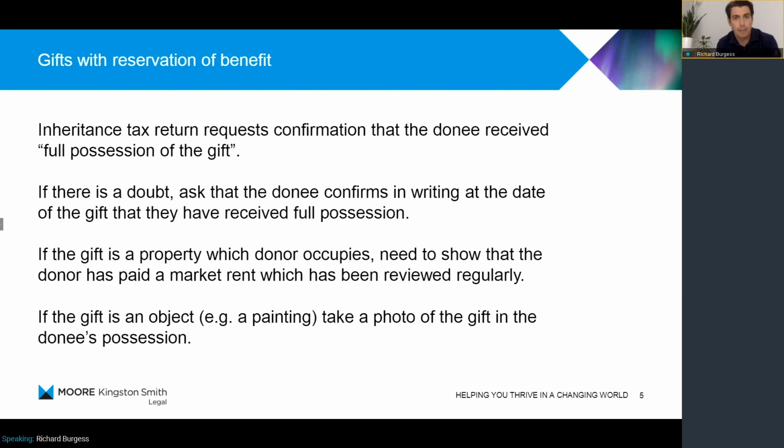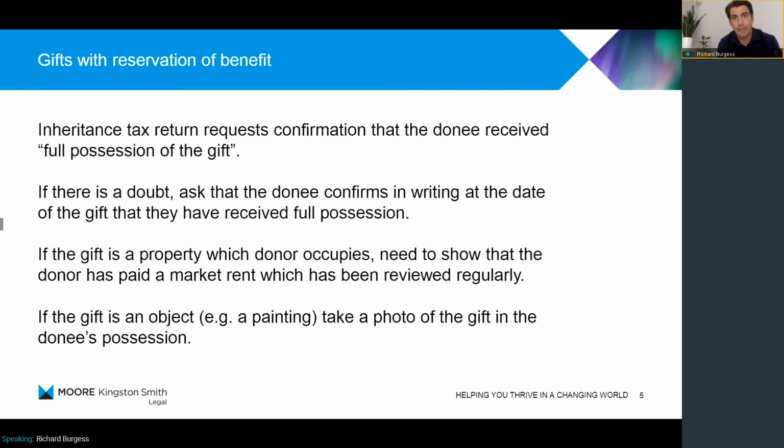So best practice here would be for the donor to say, I'm continuing to live in this property, I've given the property away, and in order to do so, I know I need to pay rent. I've received probably at least 2 market valuations as to what that rent might be, then some evidence that that rent is being paid and is continually reviewed. That will save an awful lot of time further on down the line in any future discussions with HMRC as to whether or not the gifts with reservation of benefit rules apply.